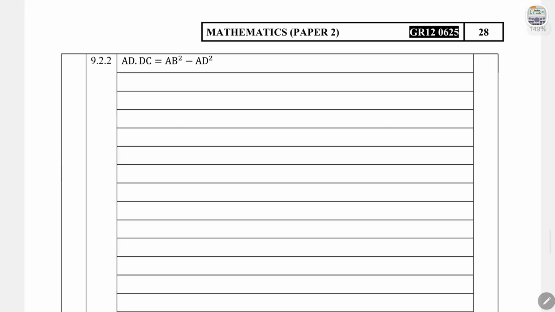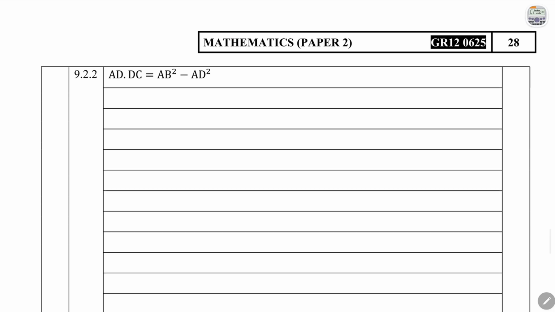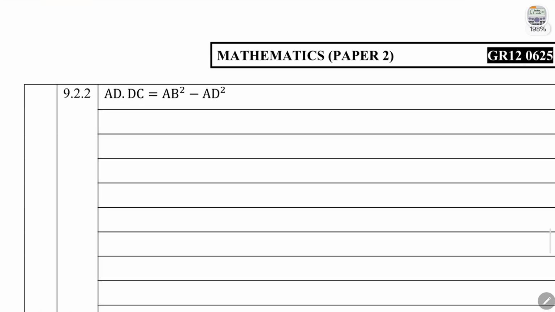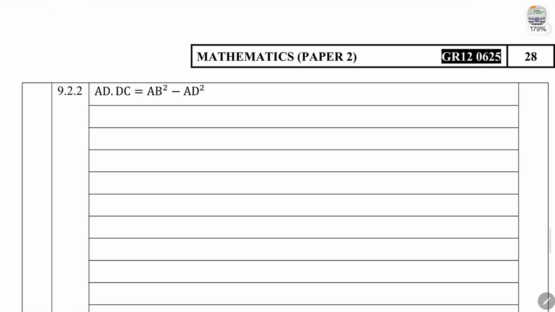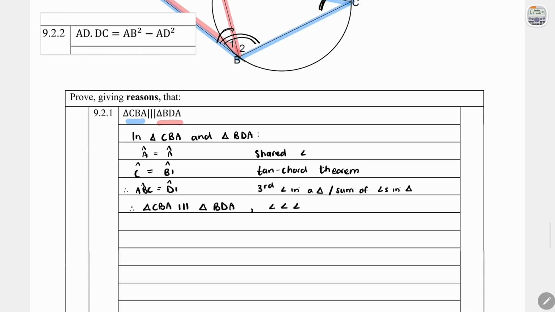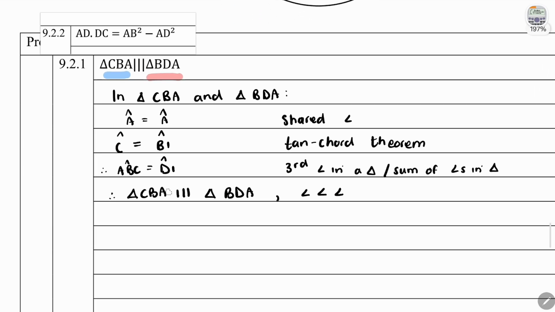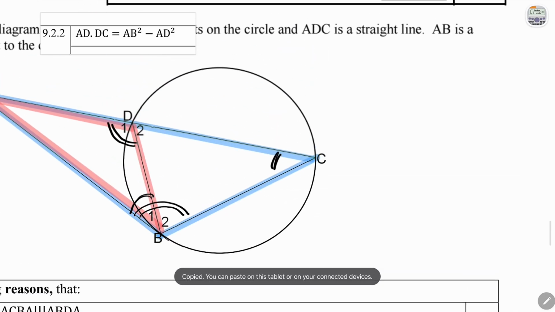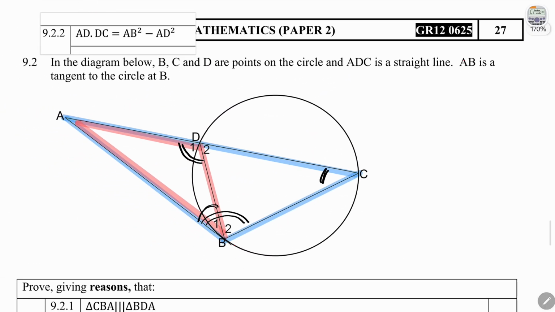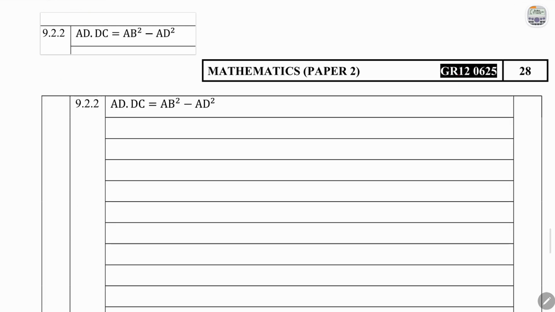Question 9.2.2 says we need to prove that AD times DC equals AB squared minus AD squared. Okay, so let's see how these relate to the sides we have in our triangles. Because we already proved that these triangles were similar, we can use their proportions because they still refer to the sides that we have. So instead of looking at the diagram, let's see how we can actually form this using these proportions.